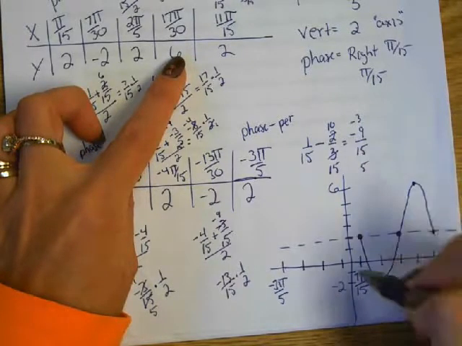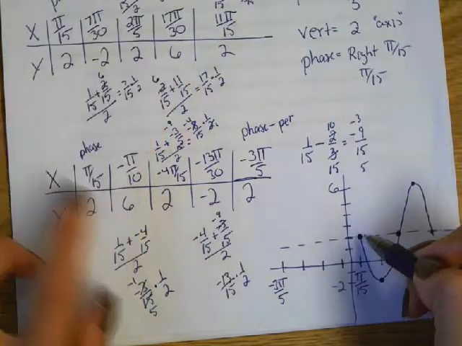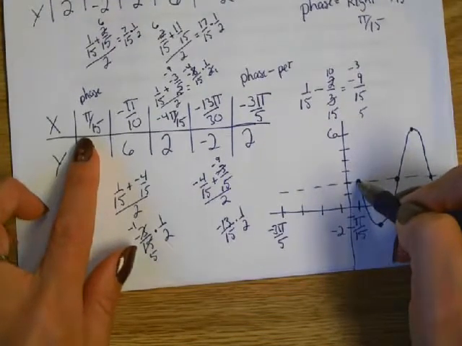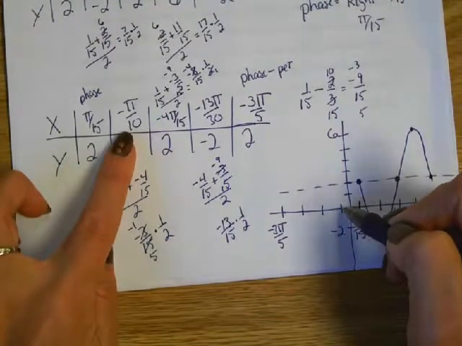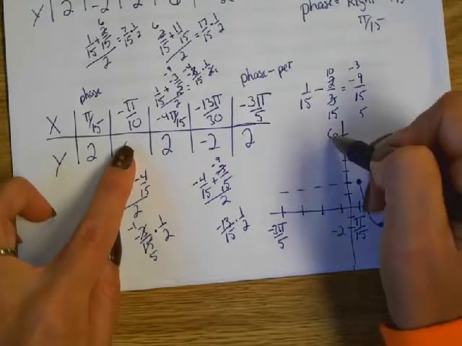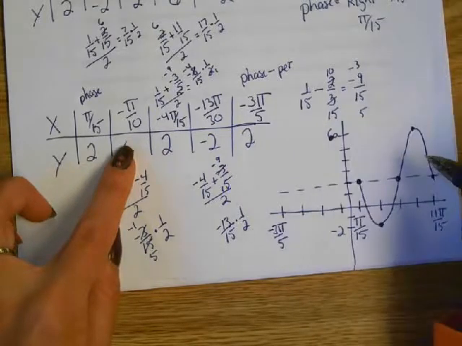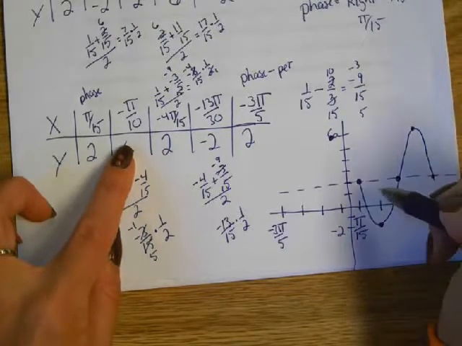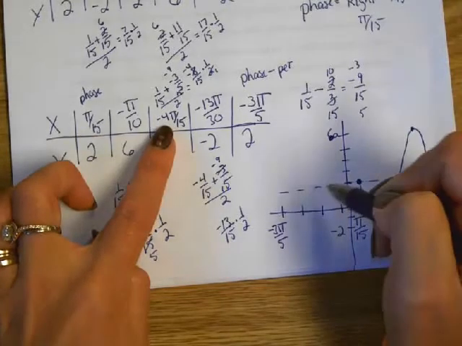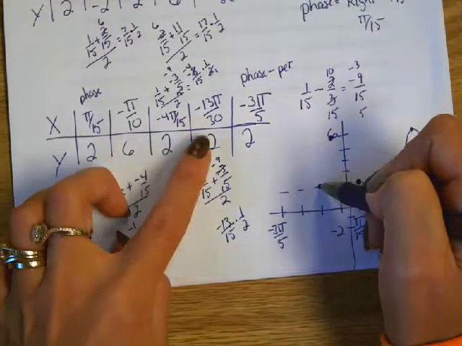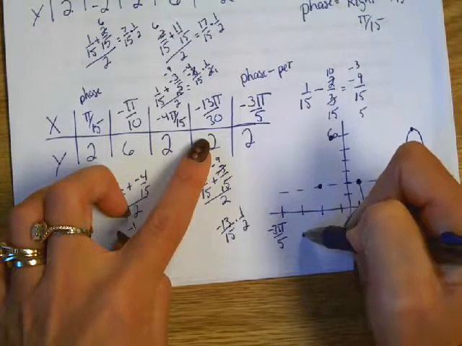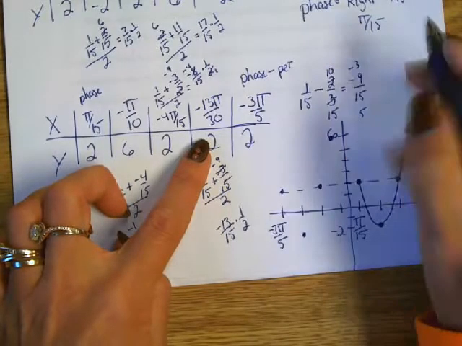Now be careful, don't put a dot on the y-axis. Here's my pi over 15. Then the next tick mark is negative pi over 10. I want that to be up at 6. Not on the y-axis, because I don't have an x value of 0 here. Then I come back, down, down, and then back here.